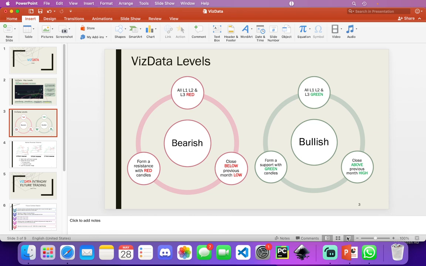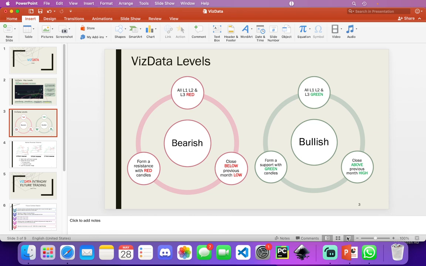Okay, so this is the simplest condition which we can apply at any stage in the market to confirm whether the market is getting into a bearish mode. We have to be a little bit careful. Same way for bullish mode: first thing is all our key levels L1, L2, L3 get into green, which is there, and then close above the previous month's high.